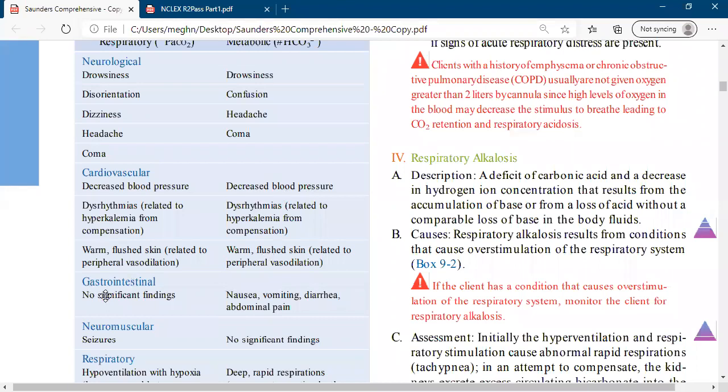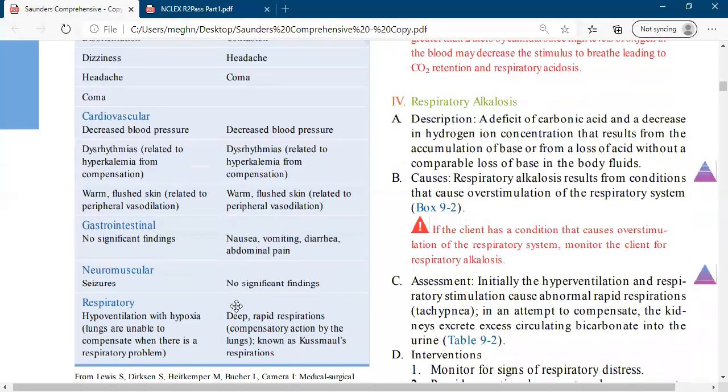GI system, no significant findings, but metabolic acidosis, patient may have vomiting or diarrhea or abdominal pain. In case of nervous system or neurology, respiratory acidosis, patient may have seizure. What is seizure? Seizure means involuntary control of your muscle. But there is no seizure in case of metabolic acidosis.